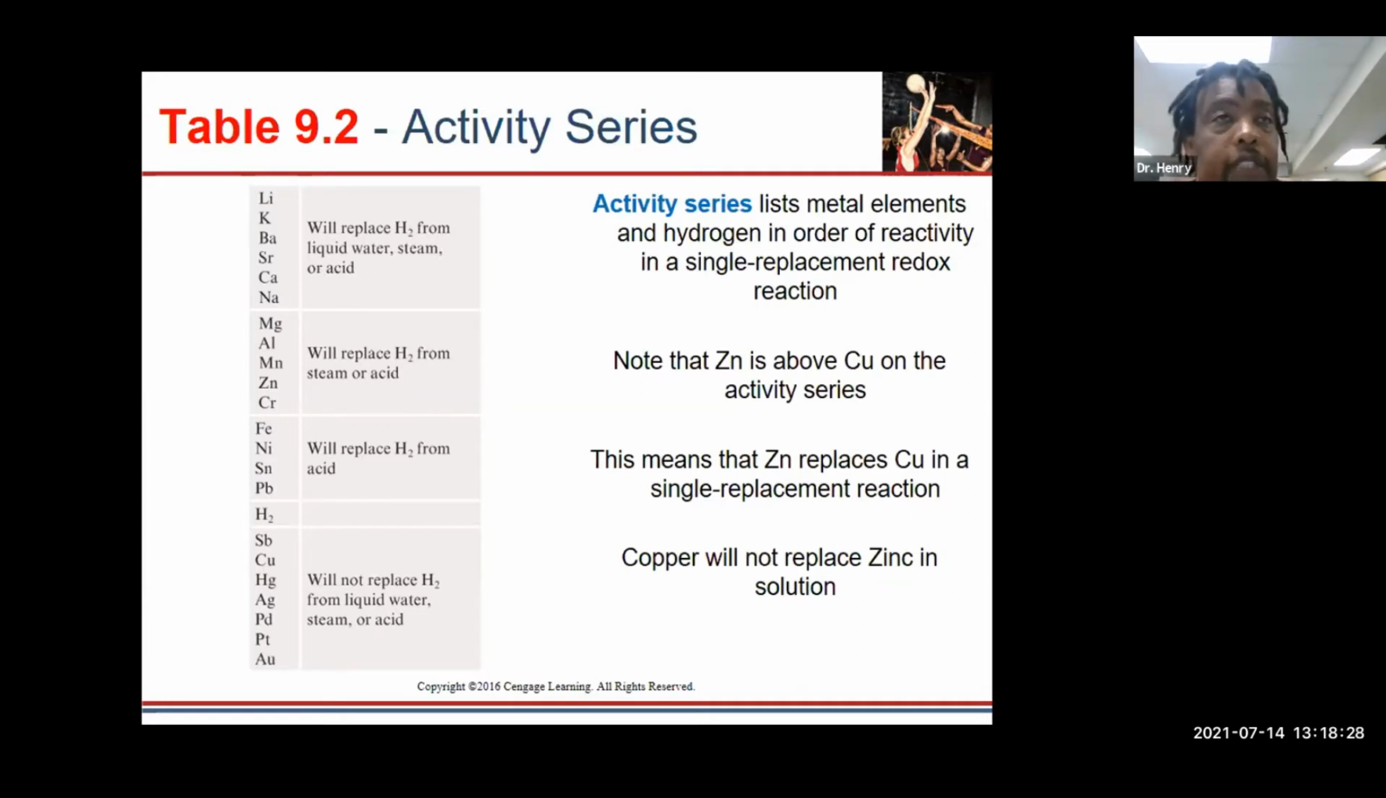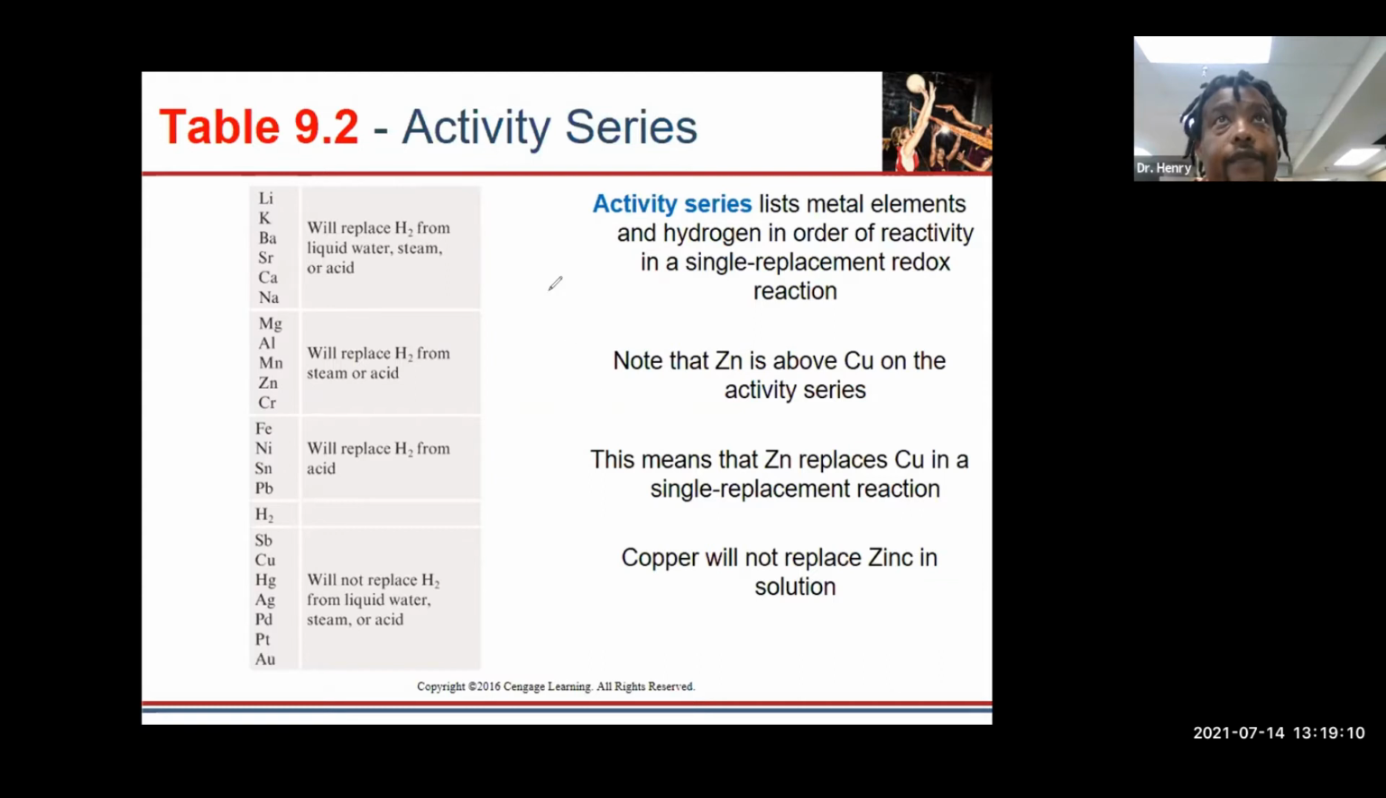So when we're talking about single replacement reactions, we have a hierarchy with the different types of metals. This here represents a hierarchy of the activity series. The higher it is on this list, that means it can replace the things that are below it under these circumstances. For instance, if I have lithium metal, it can replace everything below it if it's in liquid water, steam, or an acid, or any type of solution. So lithium metal can replace any other metal that's below it in the series.